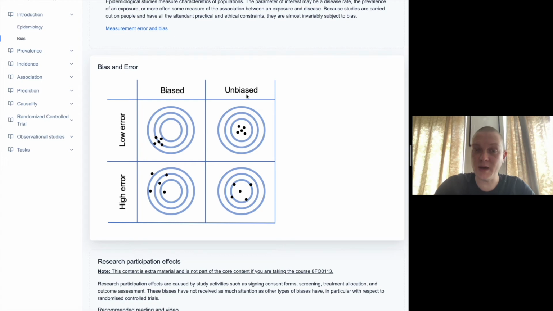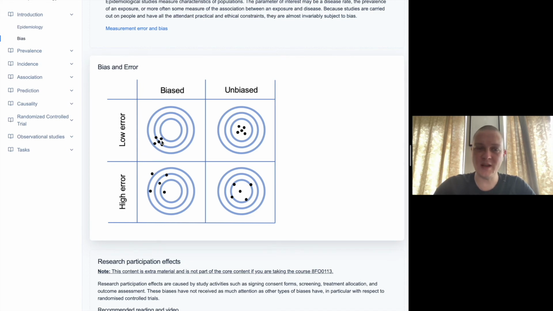If you had an unbiased study and high error, then your measurements would still be hitting the middle on average, but you would have a lot of variance and high error. On the other hand, if your study is biased and has a low error, you're doing great measurements, but they're off target. So you're systematically measuring the wrong thing.